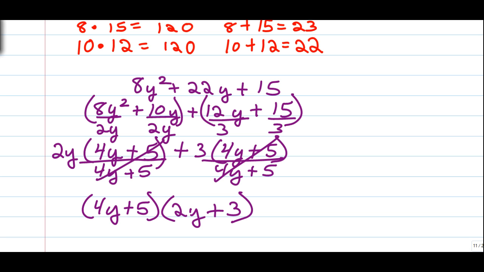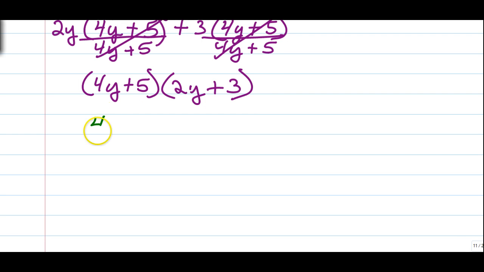Next, I want to solve. I'll do this by setting each binomial individually equal to 0. So I will rewrite my binomials down here, my 4y plus 5, and set it equal to 0, and my 2y plus 3 equal to 0. And I'll solve for y.